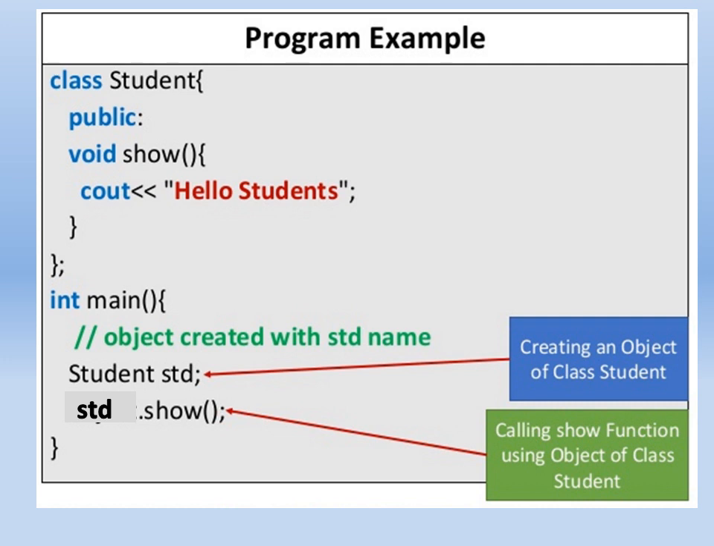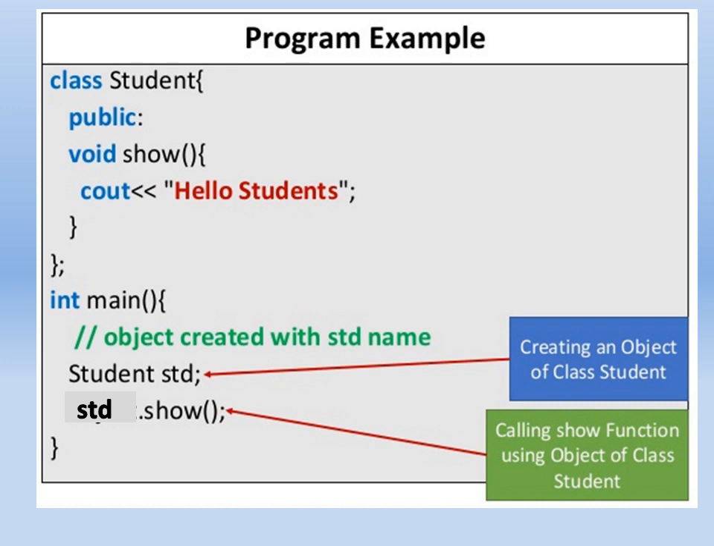Now see, int main. Here we are writing the main function. So open the bracket for the main function. Student std. Here we are creating the object. So student is the name of the class and std is the object. So this statement shows creating an object of class student. Then in the next line we are writing std dot show and the function semicolon. So calling the show function using the object of class student. It shows how to call the function by using the object.